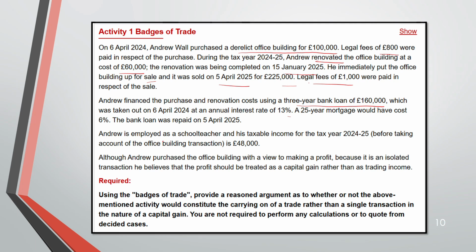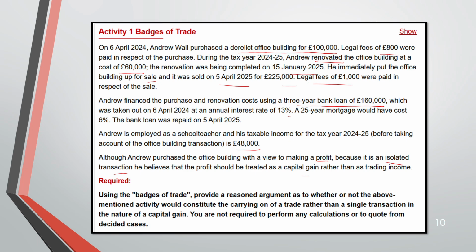Andrew is employed as a school teacher and his taxable income is 48,000. Andrew purchased the office building with a view to make a profit because it is an isolated transaction. He believes that the profit will be treated as capital gain rather than trading income. So now he is thinking he should treat this as a capital gain rather than trading income.